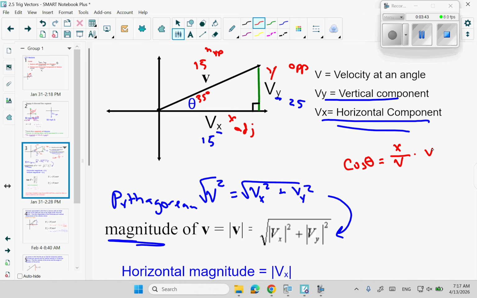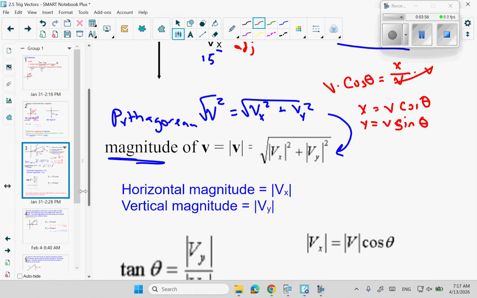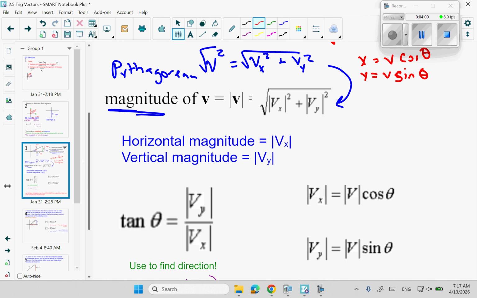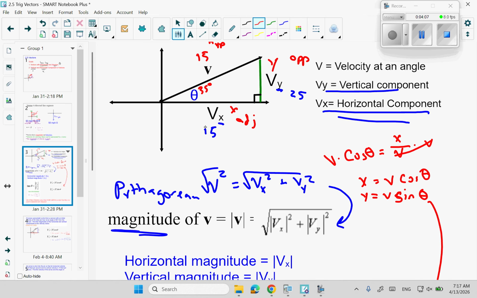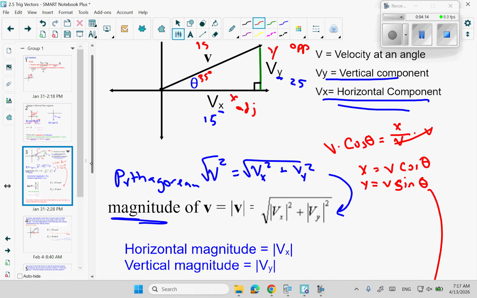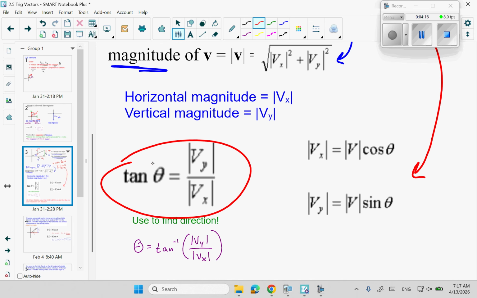I can multiply both sides by v. So we find that x equals v times cosine of theta. Following that same logic, y equals v times sine of theta through SOHCAHTOA, which is what these formulas are saying right down here. And of course, if I knew what x and y were, so for example, 15 and 25, that's my adjacent and my opposite, I can use opposite and adjacent, that'd be tangent of theta to find that angle.